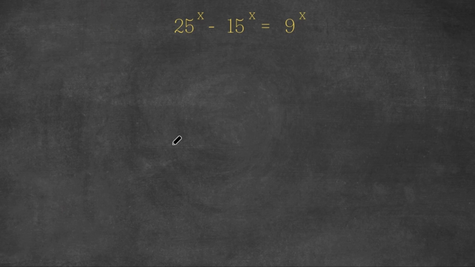In today's video, I'm going to be teaching you guys how to solve this exponential equation. So we have 25 to the power of x minus 15 to the power of x is equal to 9 to the power of x. Now what I'm first going to do is divide 9 to the power of x on both sides.